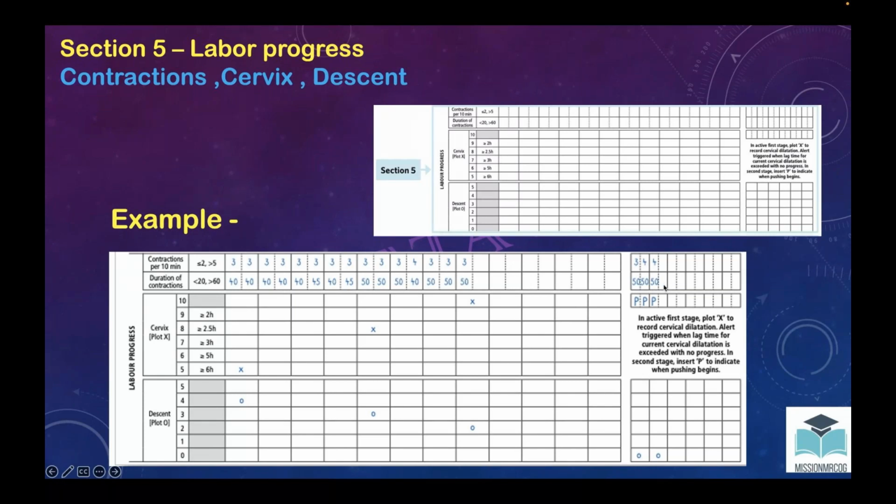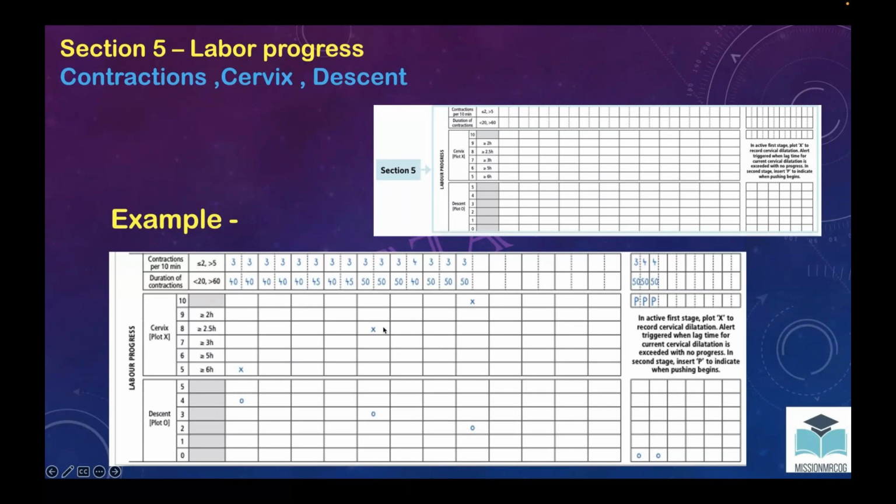Coming to the cervix, at 5 centimeters they started. At 5 centimeters we start the LCG, then after 4 hours they will do PV and there was no alert there. After 4 hours they do PV, and they find it is 8 centimeters. So it is good progress. Then after 3 hours they have done PV, maybe the patient is fully dilated, so it is 10 centimeters. So this is cervical dilatation.